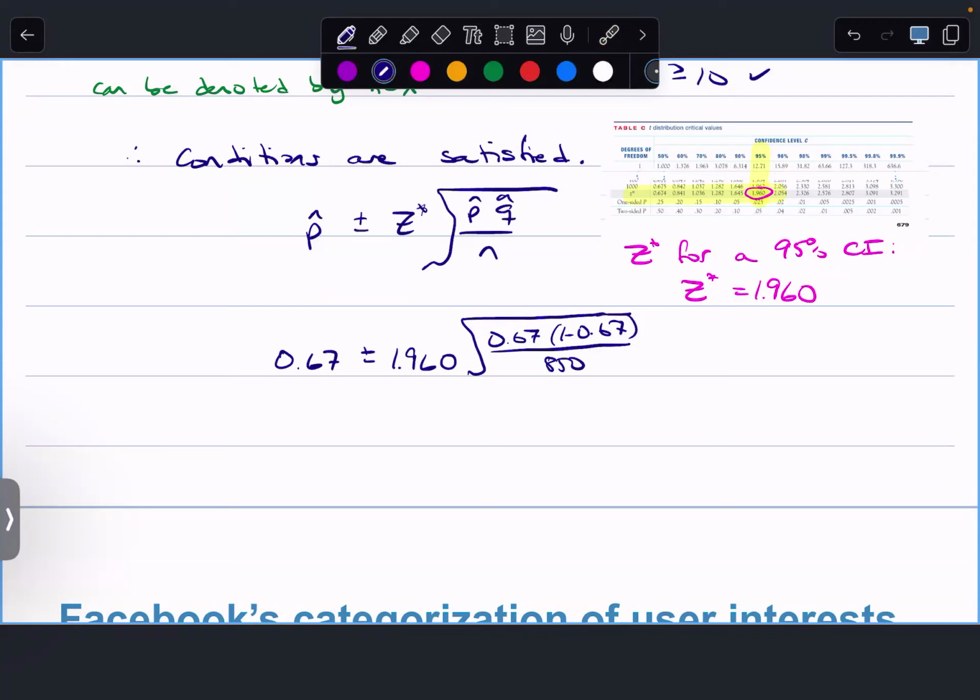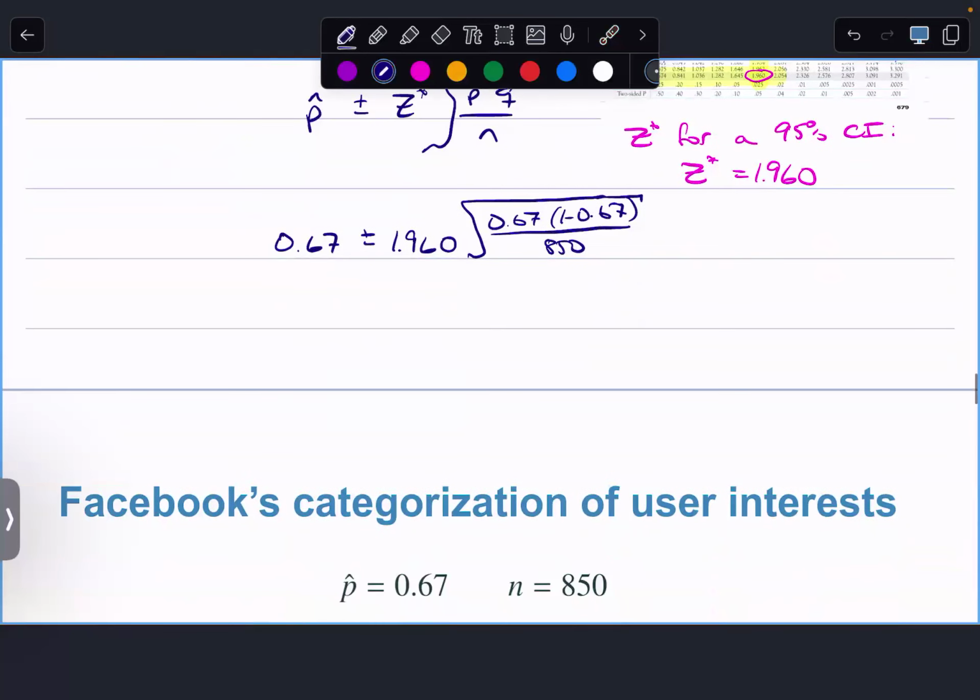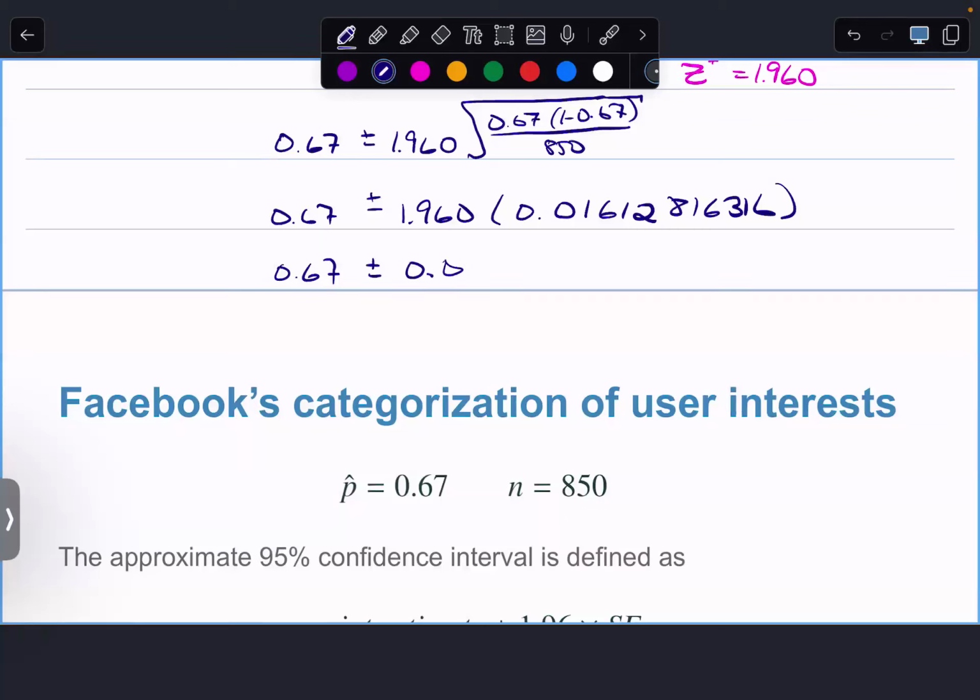Just be careful that you solve what's inside the square root, and then don't forget to take the square root and then multiply by 1.96. 0.67 times 1 minus 0.67 divided by 850 is really small, so I'm going to take the square root. So this is going to be 0.67 plus or minus 1.96 times 0.01612816316. Multiply that by 1.96, and I get 0.03161111998.